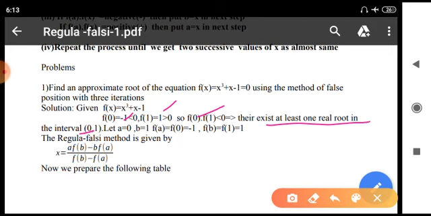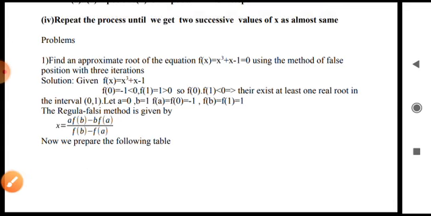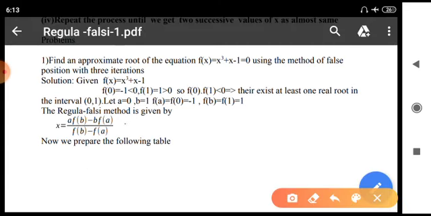Now we choose a as 0, b as 1, because always we have to choose a less than b. f of a, which is f of 0, is minus 1, and f of b, which is f of 1, is 1. Now we write the formula. The regula falsi method is given by x equal to a into f of b minus b into f of a, whole divided by f of b minus f of a.